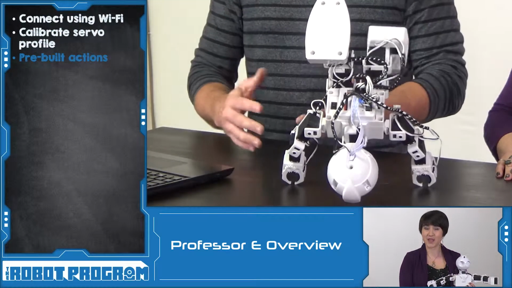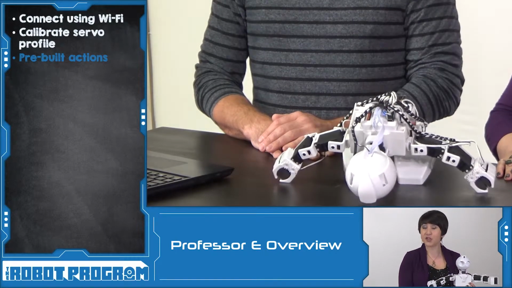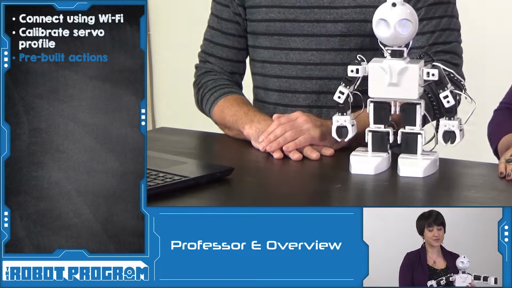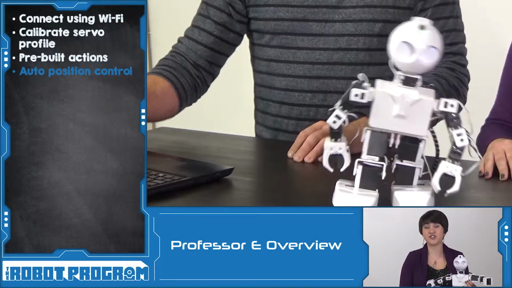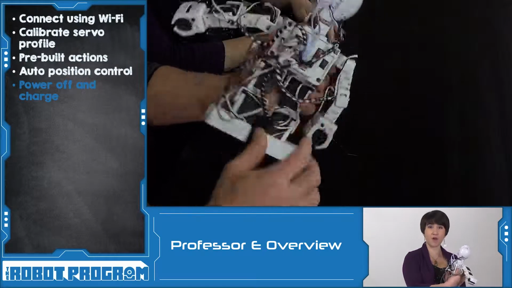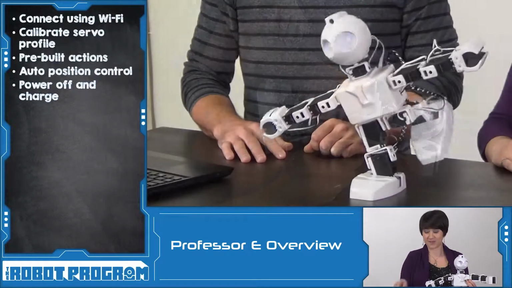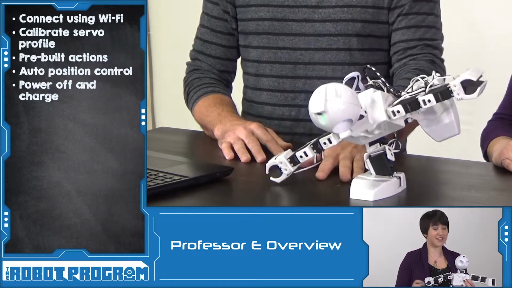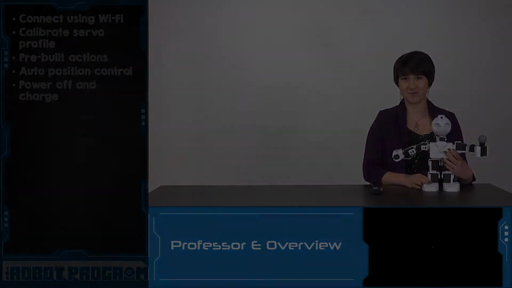Once JD is ready to go, you can try out some of the pre-built actions found in the software. Some of these actions were actually designed by other members of the Easy Robot community, and you could have yours included. Other things we learned to do were use the auto positioner to control JD's movement. Remember when you're disconnecting JD, to first disconnect the Wi-Fi and then make sure you turn him off and plug him in so that you'll have a full charge for next time. We can do lots of cool things with JD, even make him sing into his own microphone. Thanks for watching this episode, and we'll see you next time.